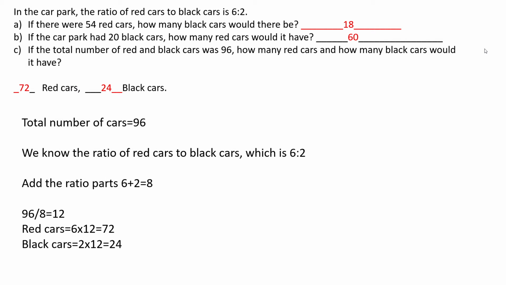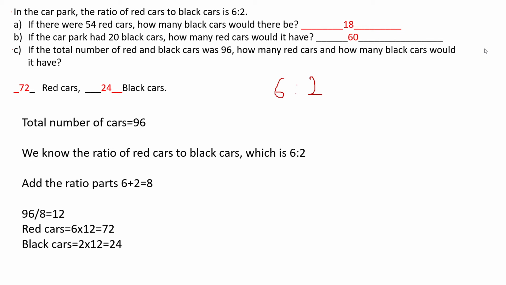Okay, so let's look at the last question. If the total number of red and black cars was 96, how many red cars and how many black cars would it have? In the car park, the ratio of red cars to black cars is 6:2. So that's the information, and that's the question we have got. So the total number of cars is 96. We know the ratio of red cars to black cars is 6:2.